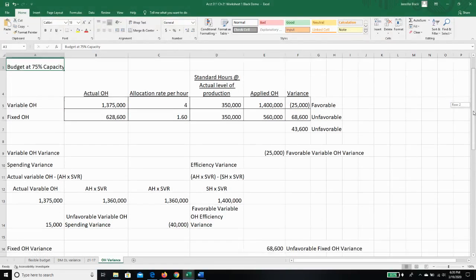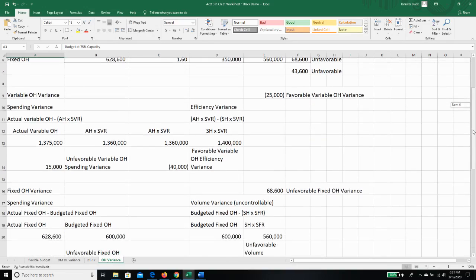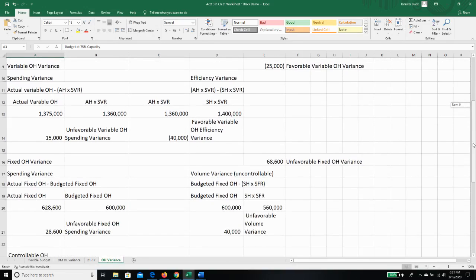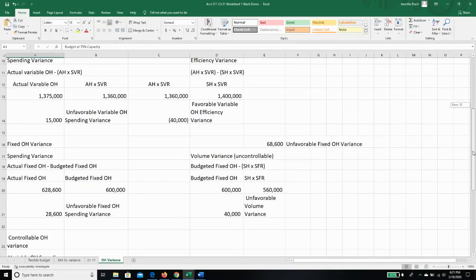But basically, that's why it's uncontrollable, because the fixed overhead allocation rate only works out perfectly if you make exactly what's in your budget and exactly the number of units that you contemplated when you came up with that rate of $1.60 per hour. Anything else you make is going to absolutely result in a variance.